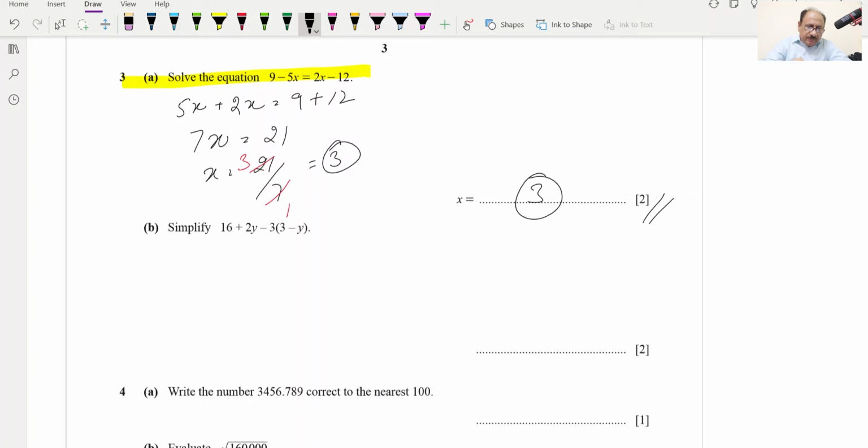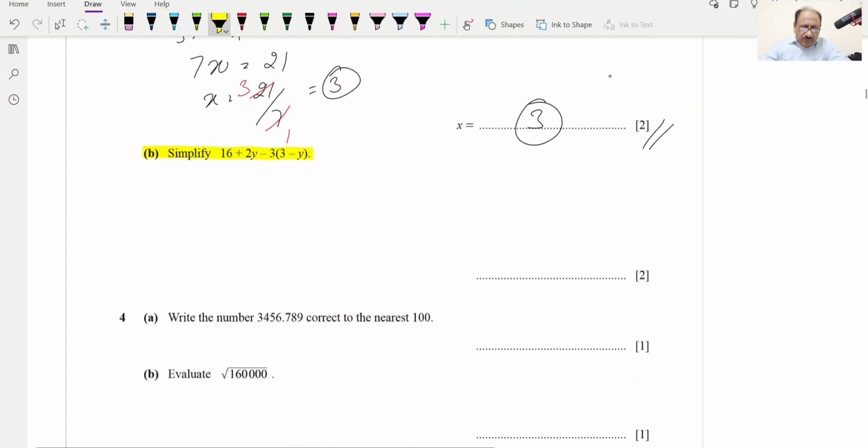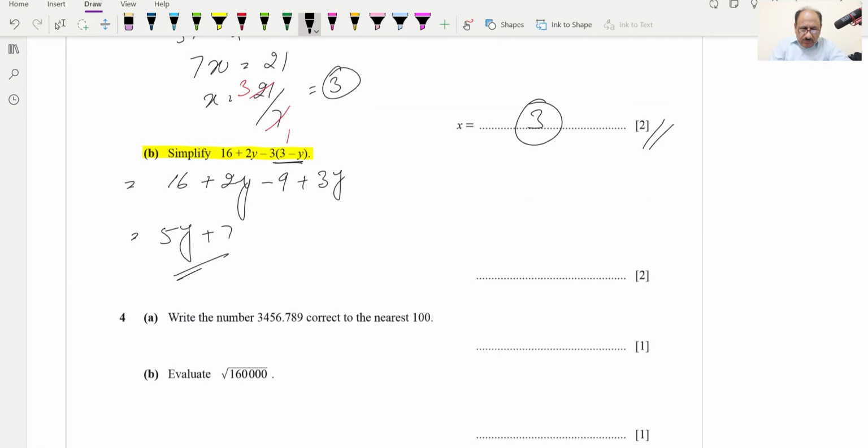This is a 2-mark question. Now simplify this expression. We have to simplify, and what we can do is open the bracket, and our expression will become 16 plus 2y minus 9 plus 3y. Now adding like terms, 2y and 3y we can add, and this will result in 5y, and plus 16 minus 9 will be plus 7, so this will be our answer, 5y plus 7.